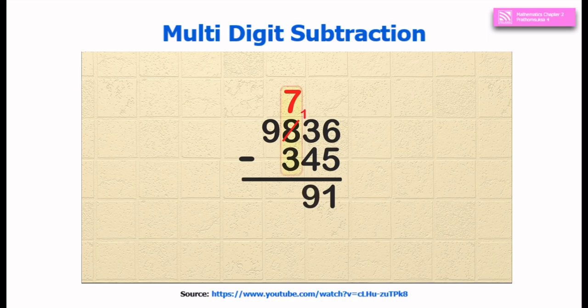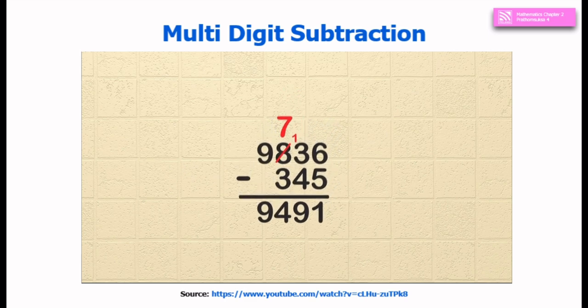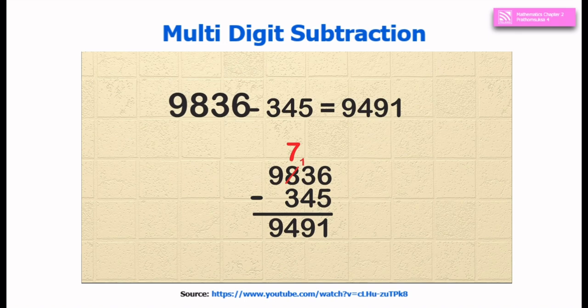Okay, let's subtract the hundreds column. 7 minus 3 is 4. See, it's easy when we don't need to borrow. Now we are on the last column, the thousands place. 9 minus 0 is 9. Wasn't that a funny problem? We only needed to borrow one time. You'll find sometimes we need to borrow many times, where other times we might only need to borrow once, or maybe not at all. Now we know 9,836 minus 345 equals 9,491. Great job!